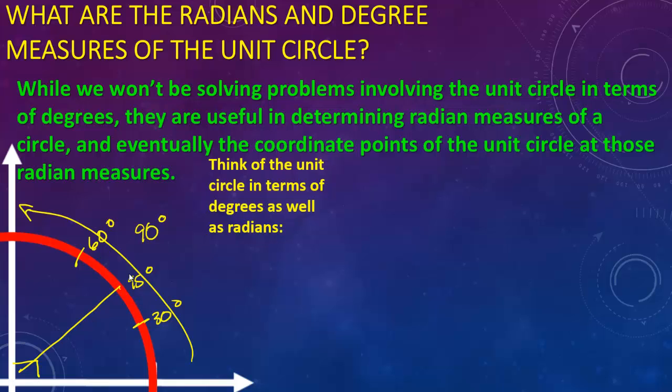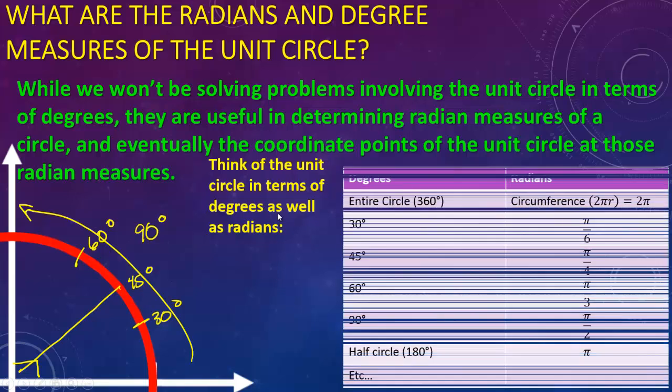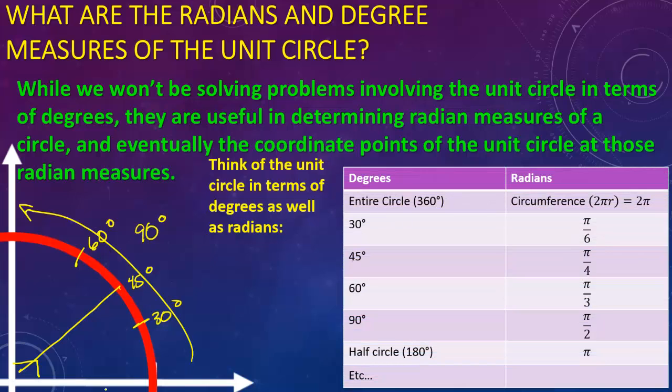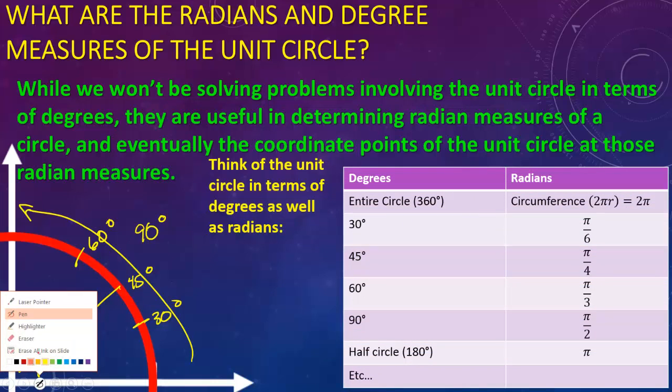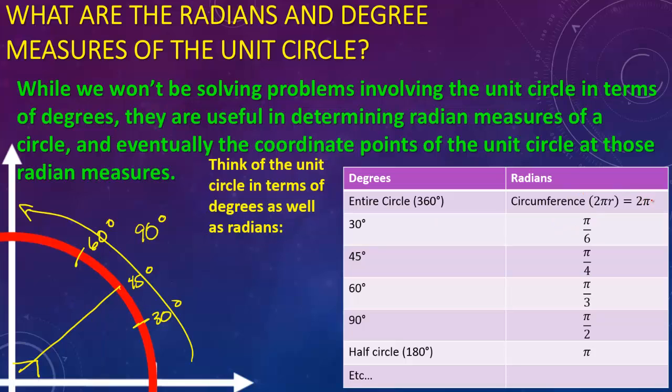For now, we know that an entire circle is 360 degrees. We also know that in terms of pi, the entire unit circle is 2 pi, because circumference is 2 pi r and we have a radius of 1. That gets rid of the r, so we're left with just 2 pi. So if we had 30 degrees of that 360 degree circle, how much would it be in radians? This is what we call radians, anything with pi. It'd be pi over 6, and there's a reason for that.